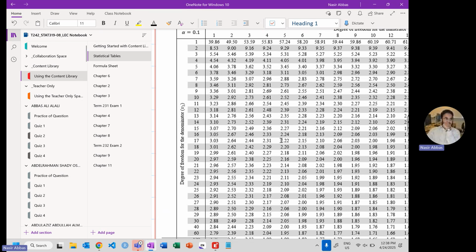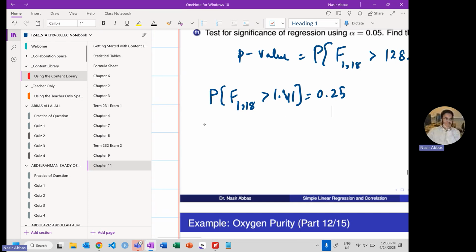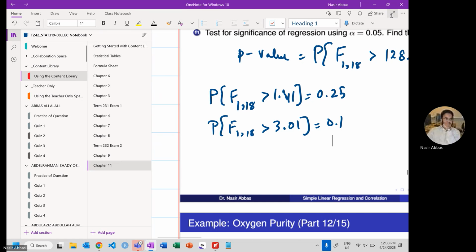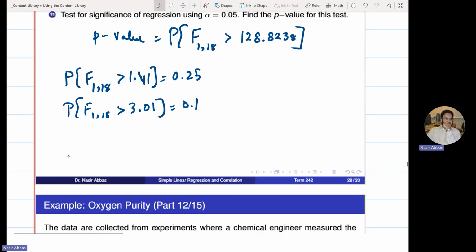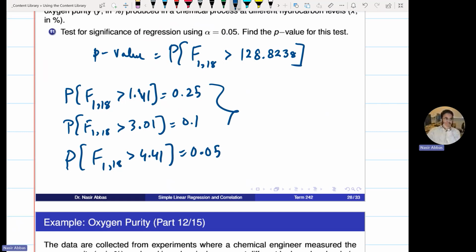What is the meaning of the next one? This is the table for 10%. Again, the critical value is what? 3.01. So write the meaning of this one. What does this mean? The probability in the F distribution with 1 and 18, the area above 3.01, is 0.1, which is 10%. Okay, one more. The next one, 4.41. I think 3 are enough for you to see the trend. The probability that F(1,18) is more than 4.41 is 0.05.